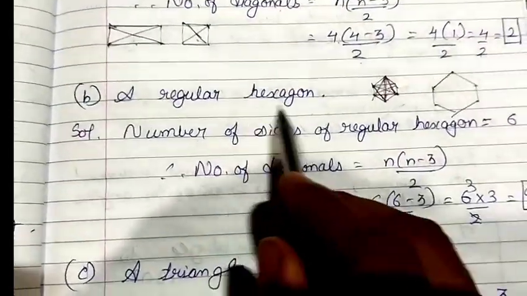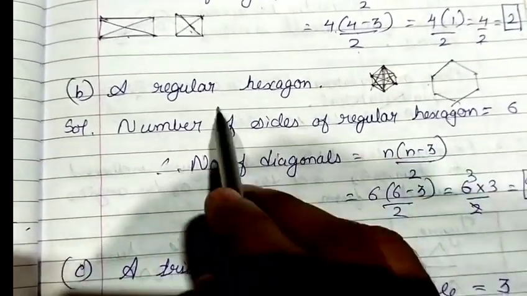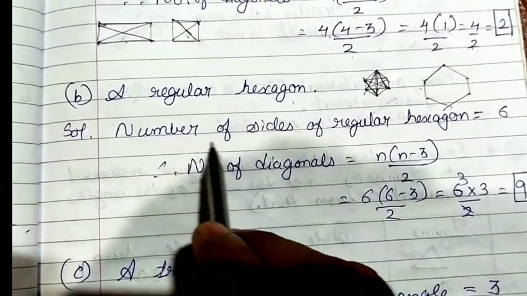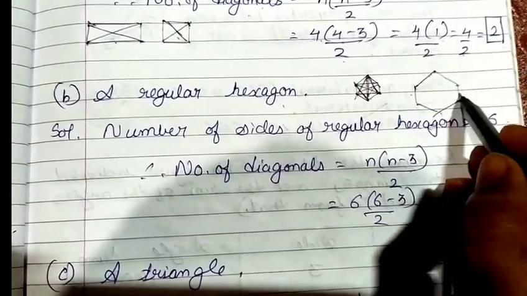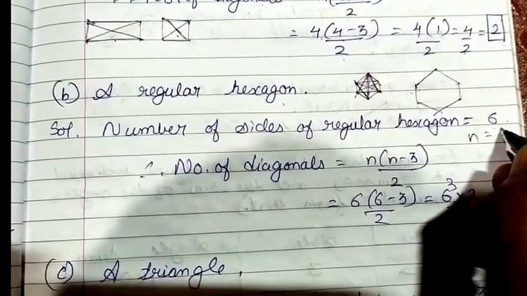Now like a regular hexagon. Hexagon means a 6-sided figure. Regular means all sides are the same. Now we have to find the number of diagonals in a hexagon. First we have to write the number of sides of a regular hexagon. As we all know, hexagon means 6 sides: 1, 2, 3, 4, 5, 6. So write down 6 over here, that means n equals 6.